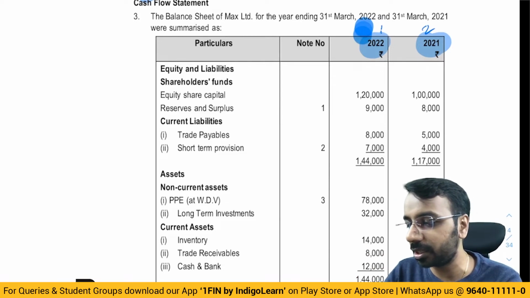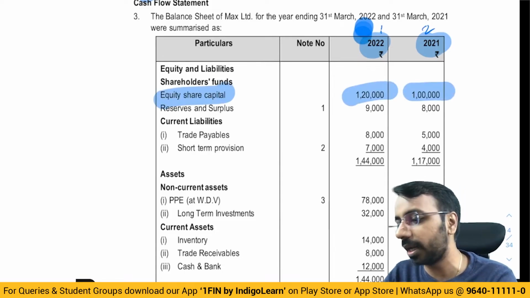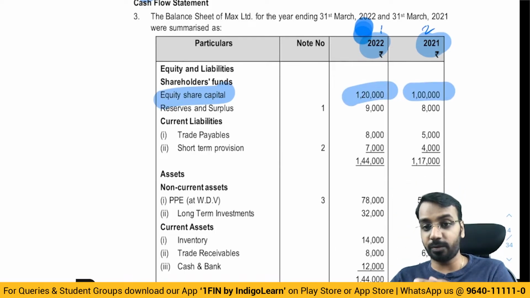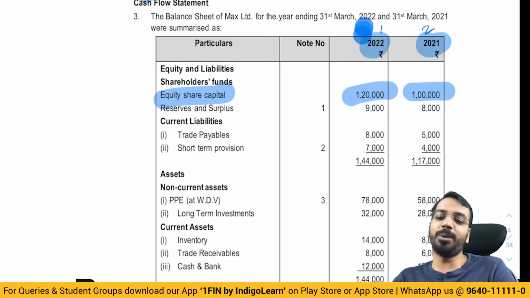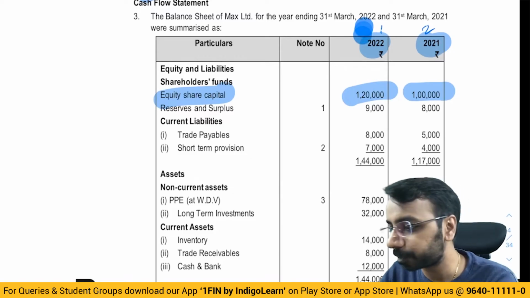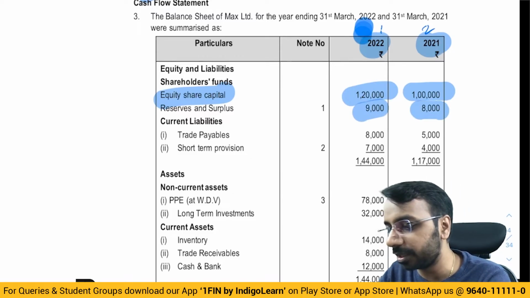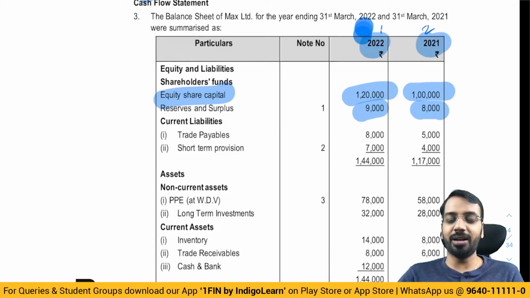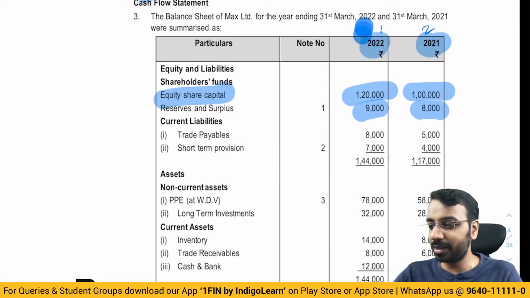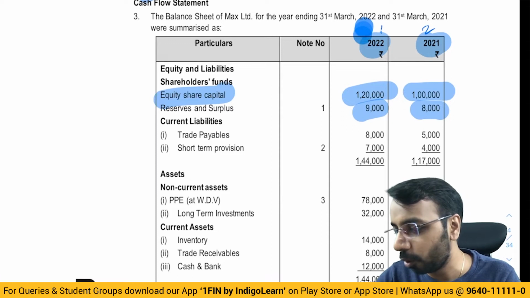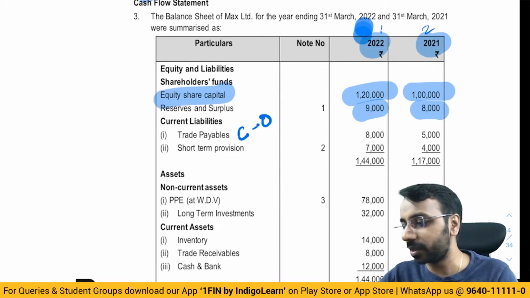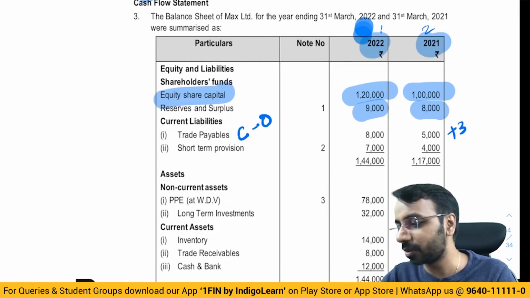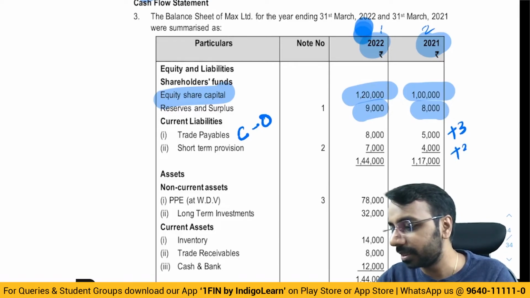Equity and liabilities: equity share capital from 1 lakh has gone up to 1 lakh 20, means there is an increase. So there will be either a fresh issue or maybe issue of shares for consideration other than cash, right? Then reserves and surplus, obviously there will be changes. Trade payables, now what is the rule? If there is an increase in trade payables, means we have paid less, and hence it will be a positive number, right? I always keep telling, for liabilities, you have to do closing minus opening. So 8,000 minus 5,000 plus 3,000. 7,000 minus 4,000 plus 3,000, right?